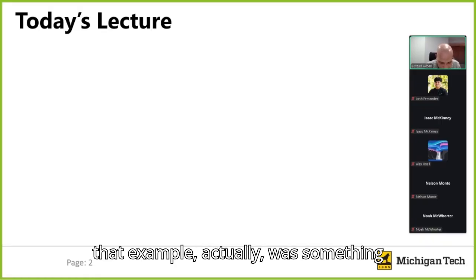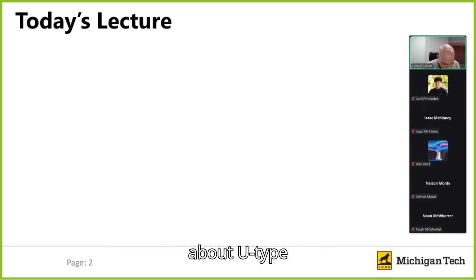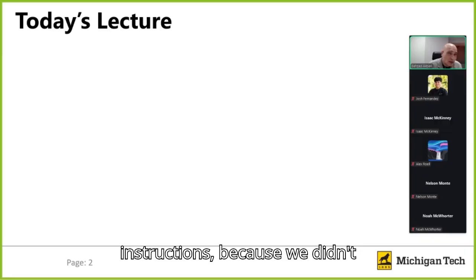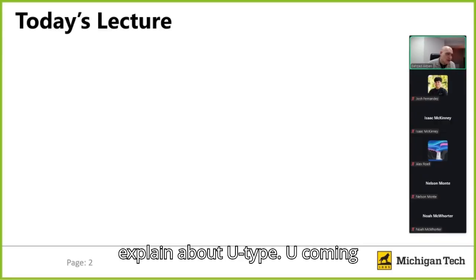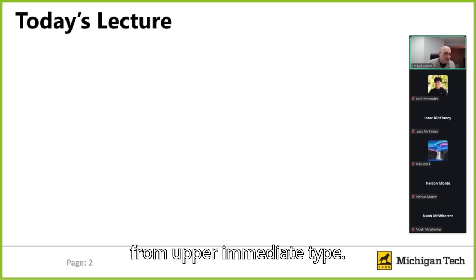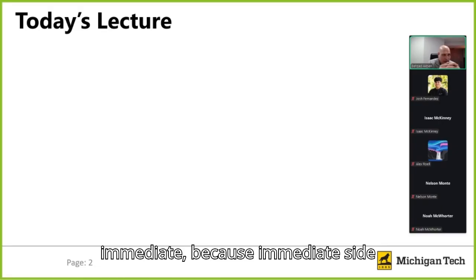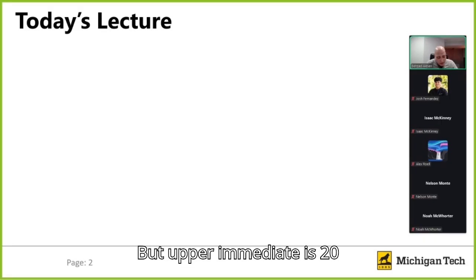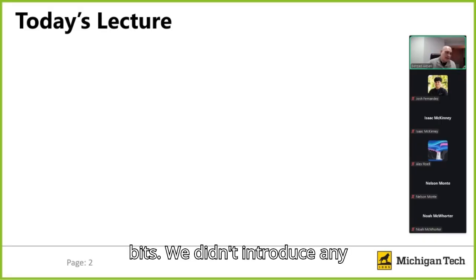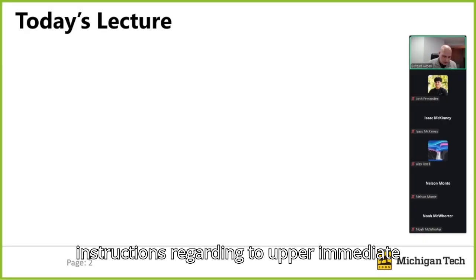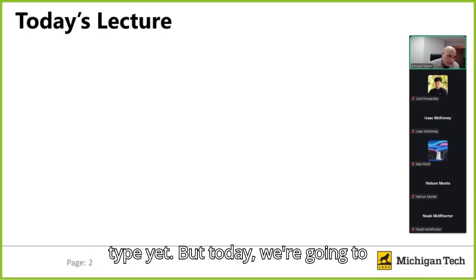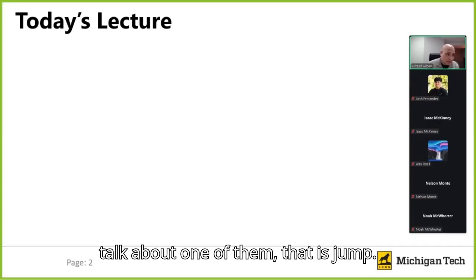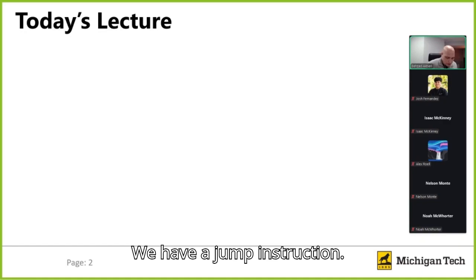Another thing in that assignment was something about U-type instructions, because we didn't explain U-type. U comes from upper immediate type. We have multiple instructions that use upper immediate, because the immediate size was 12 bits, as you remember, but the upper immediate is 20 bits. We didn't introduce any instructions regarding the upper immediate type yet, but today we're going to talk about one of them, which is jump. We have a jump instruction.